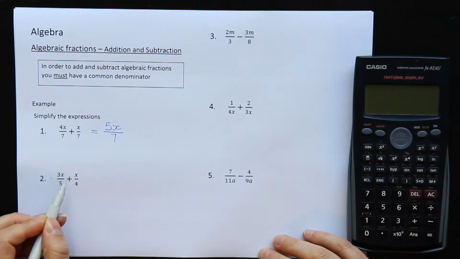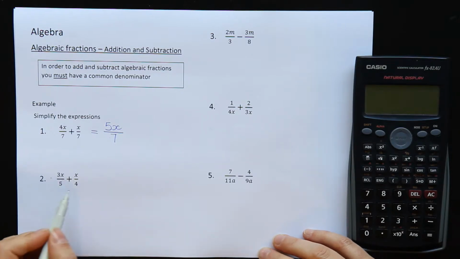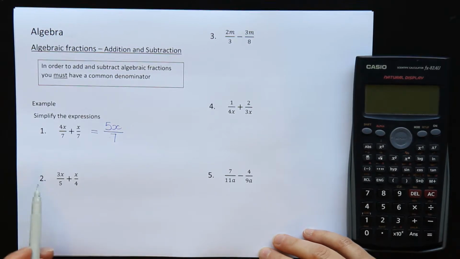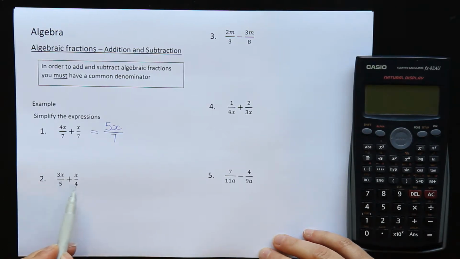3x over 5 plus x over 4. Okay, this time we have different numbers on the bottom. So before we can add anything, we have to have a common denominator. So I'm going to need to do some fiddling here. With a 5 and a 4 on the bottom, what we want to do is find the lowest common denominator.